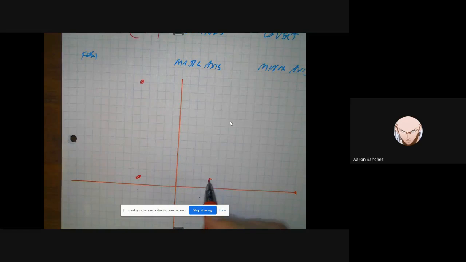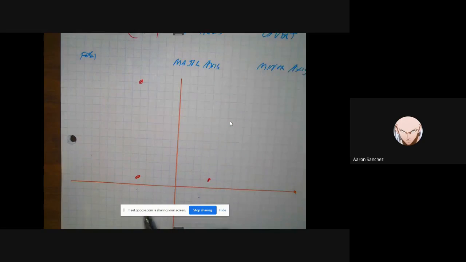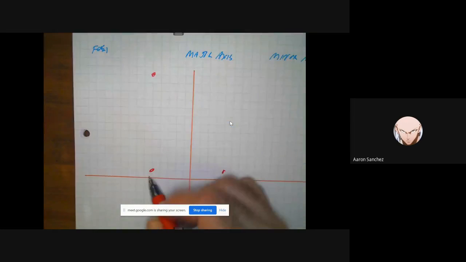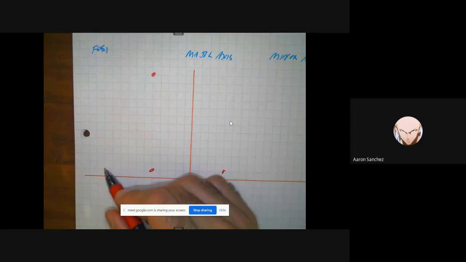The X tells us which way to go, right? Because it's the X that's left and right, Y is up and down. I go 1, 2, 3, 4, 5, 6, 7, 8, 9.